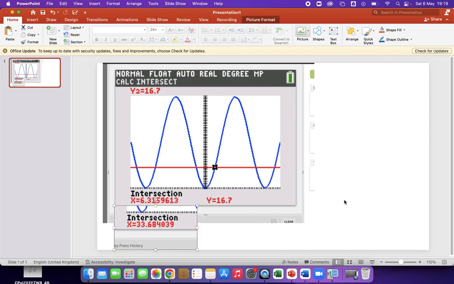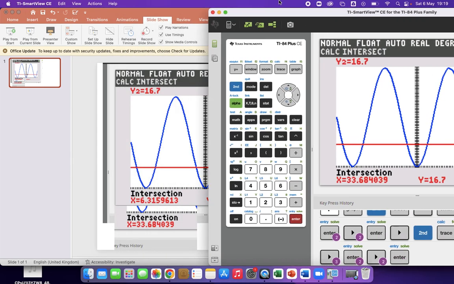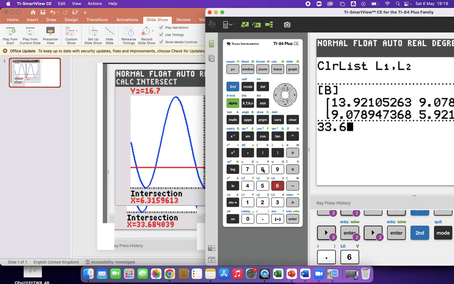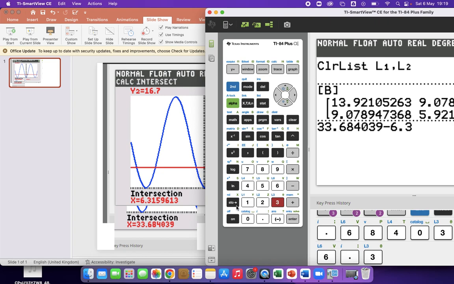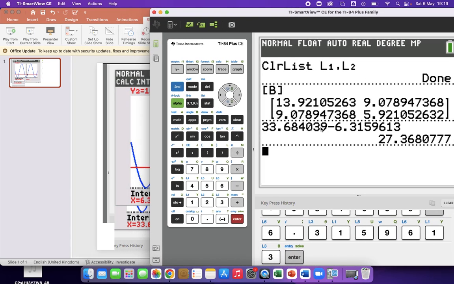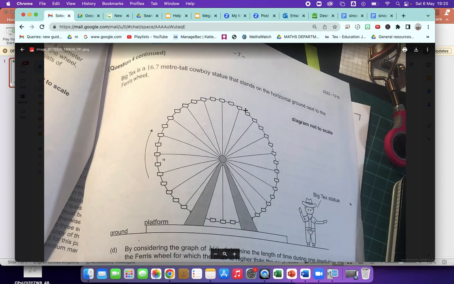You would do 33.684039 minus 6.315. And the top tip is, when you're putting this in your calculator, make sure we're not rounding it too early. So we have 33.684039 minus 6.3159613, and that would be our answer. Our answer would simply be 27.4 if we were to round it, because the whole revolution happens in 40 seconds, so that makes sense. Check your answer. Does it logically make sense?